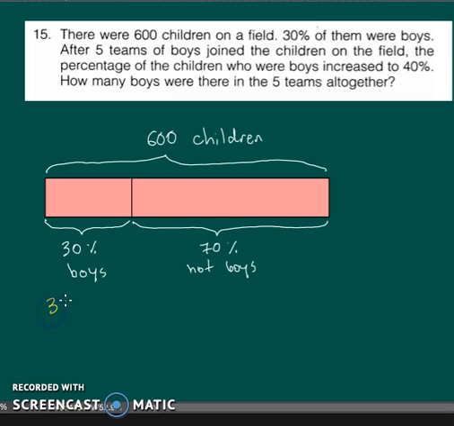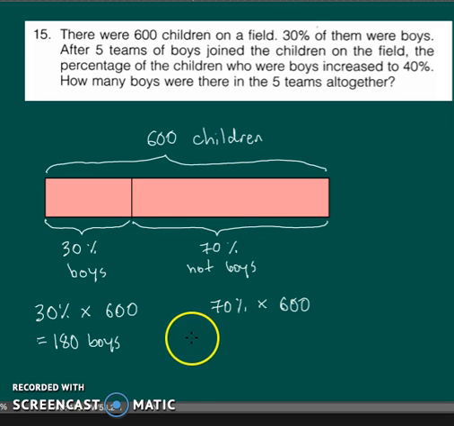If we take 30%, find out how much 30% of 600 is, we'll find out that there were 180 boys to start off with. And if we take 70% of 600, we'll find out that there were 420 kids who were not boys.